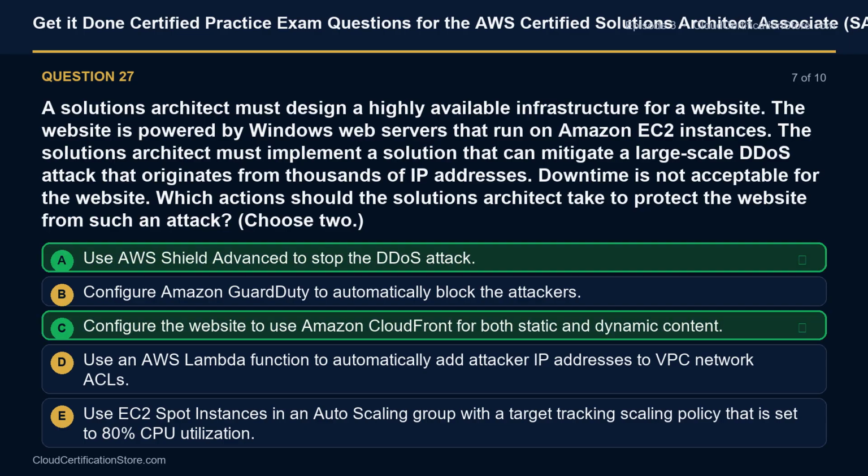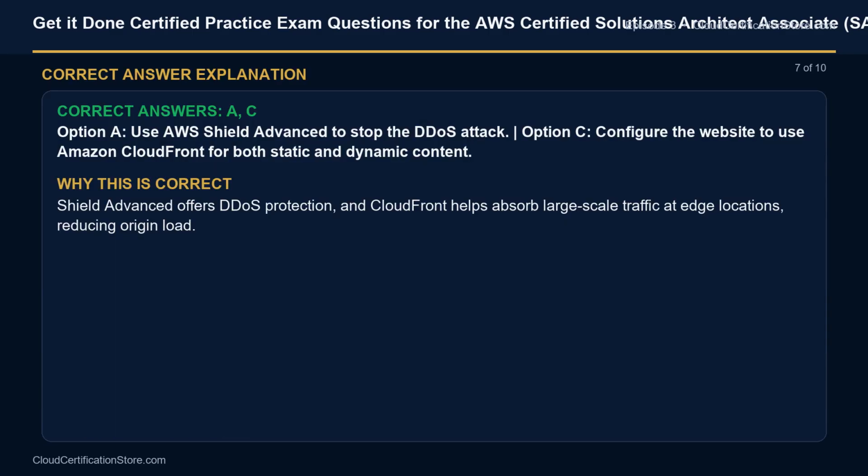The correct answers are A and C. Option A. Use AWS Shield Advanced to stop the DDoS attack. Option C. Configure the website to use Amazon CloudFront for both static and dynamic content. Explanation: Shield Advanced offers DDoS protection, and CloudFront helps absorb large-scale traffic at edge locations, reducing origin load.